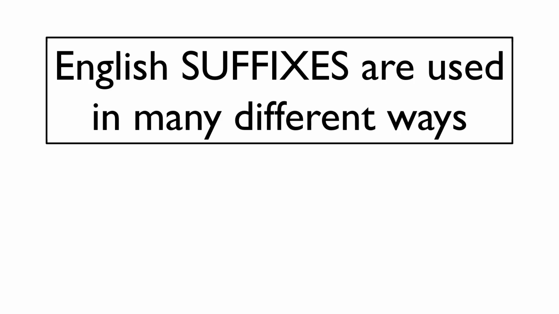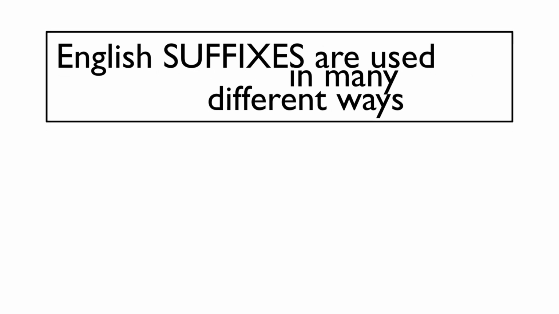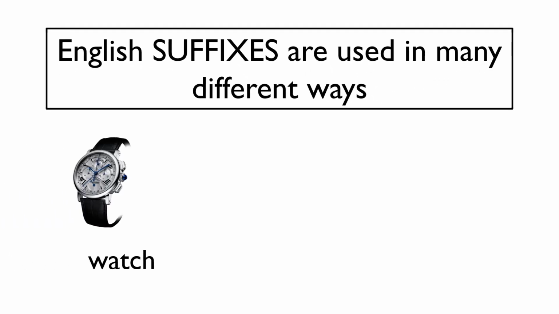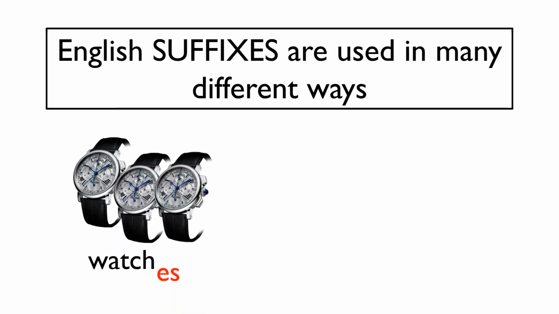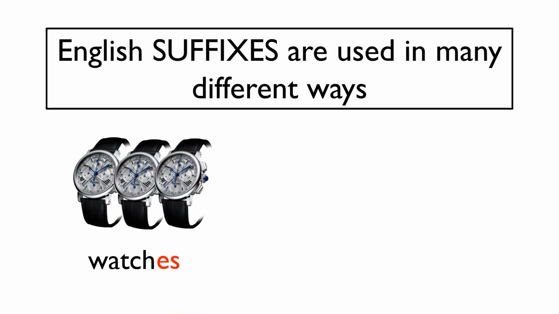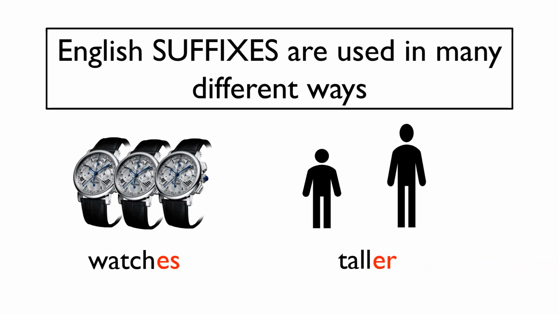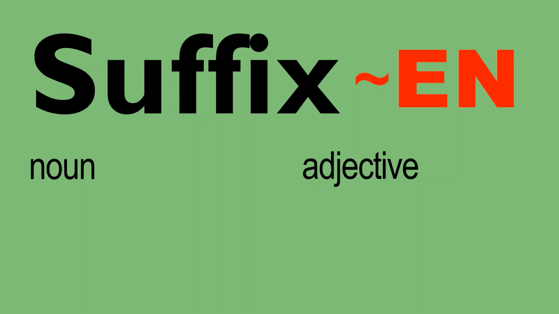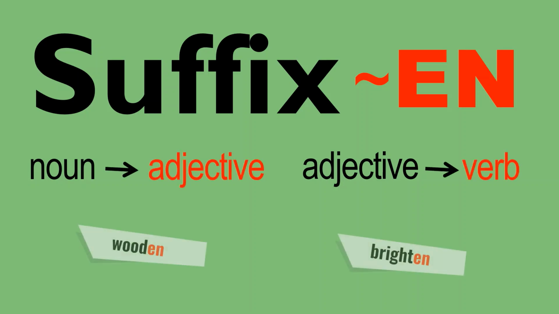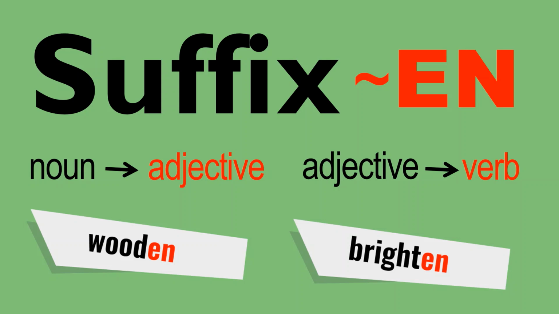English suffixes are used in many different ways. We use suffixes to make the plural form of many nouns, and to make the comparative form of adjectives. En is an example of an English suffix. We can use this suffix to change words we already know into new words. Let's learn more with some real examples.